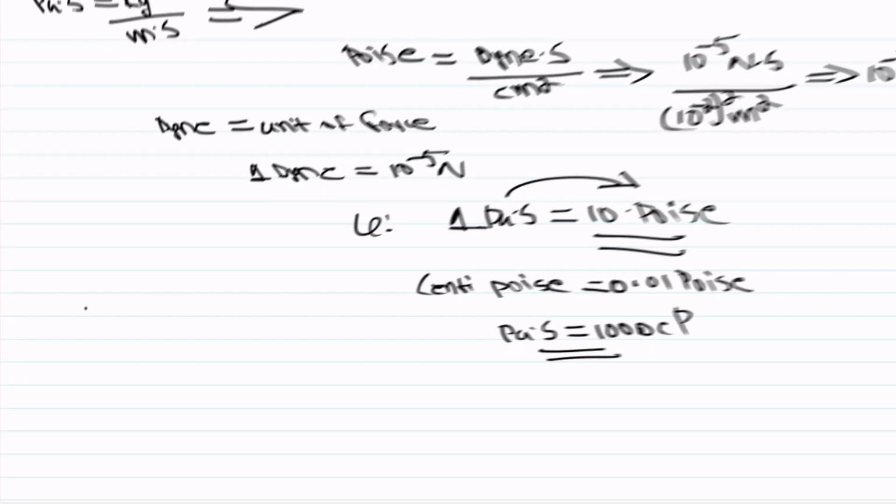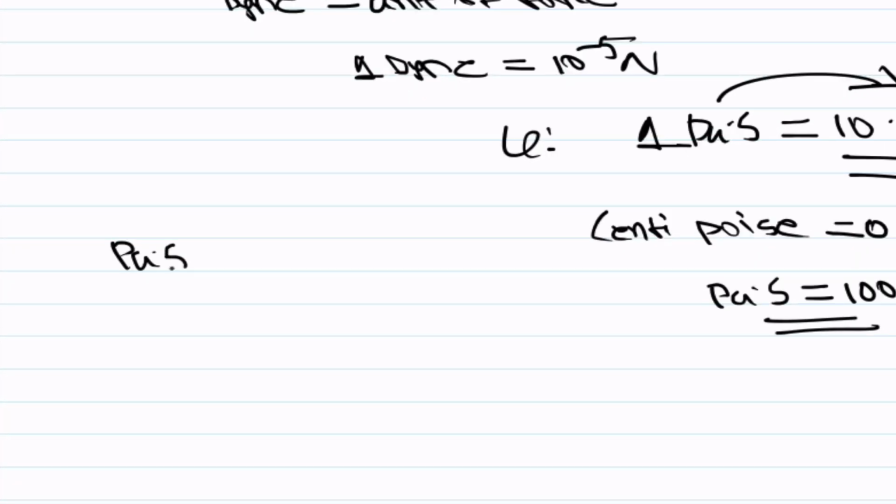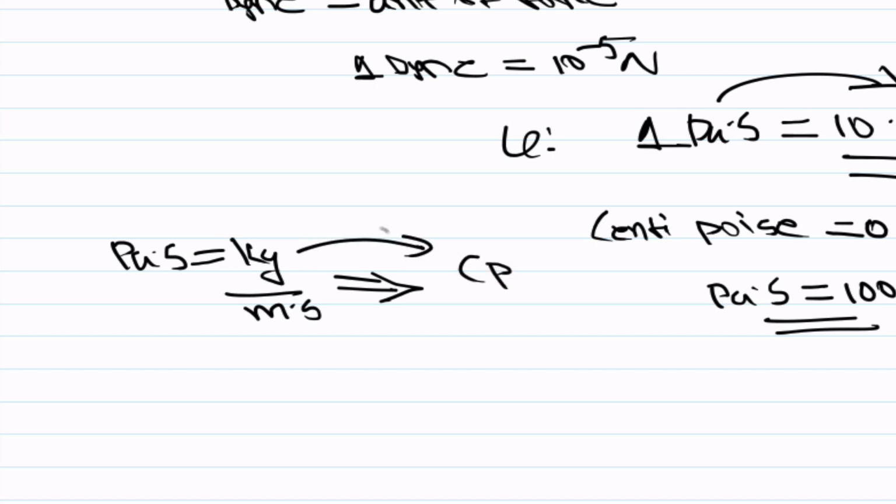Whenever you want to convert the SI unit Pascal second, or kilogram per meter second, into centipoise, you have to multiply it with 10 raised to 3, or in reverse, if you want to convert centipoise into Pascal second, you have to multiply it with 10 raised to minus 3. So it is as simple as that: multiply with 10 raised to 3 when you want to convert Pascal second into centipoise, and 10 raised to minus 3 in the reverse process.